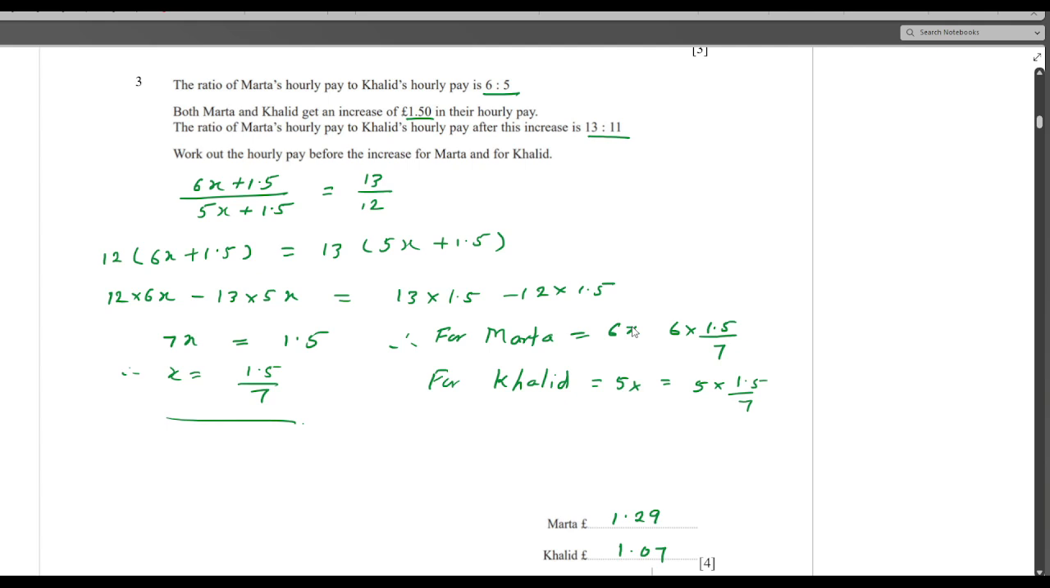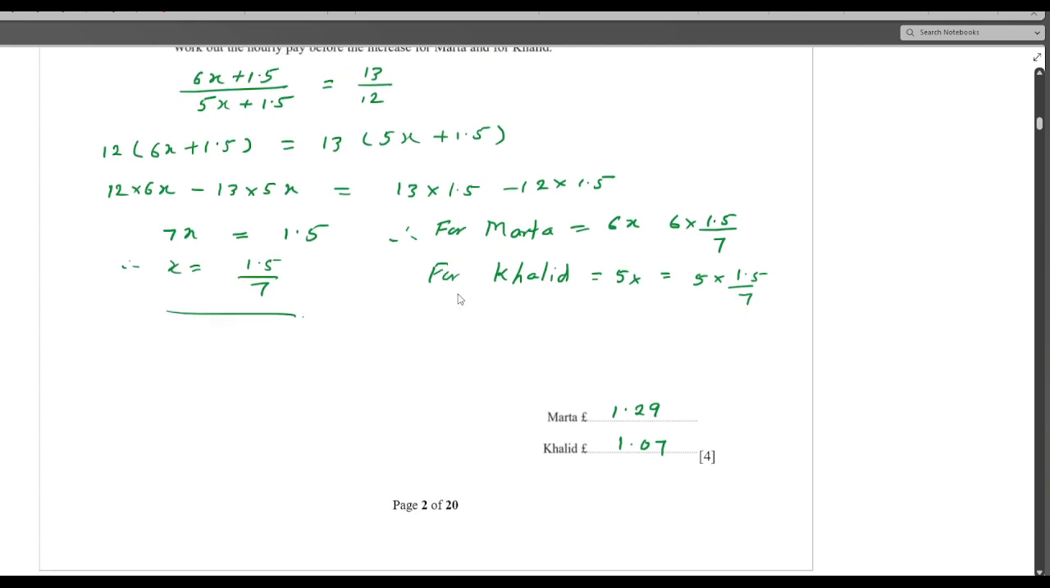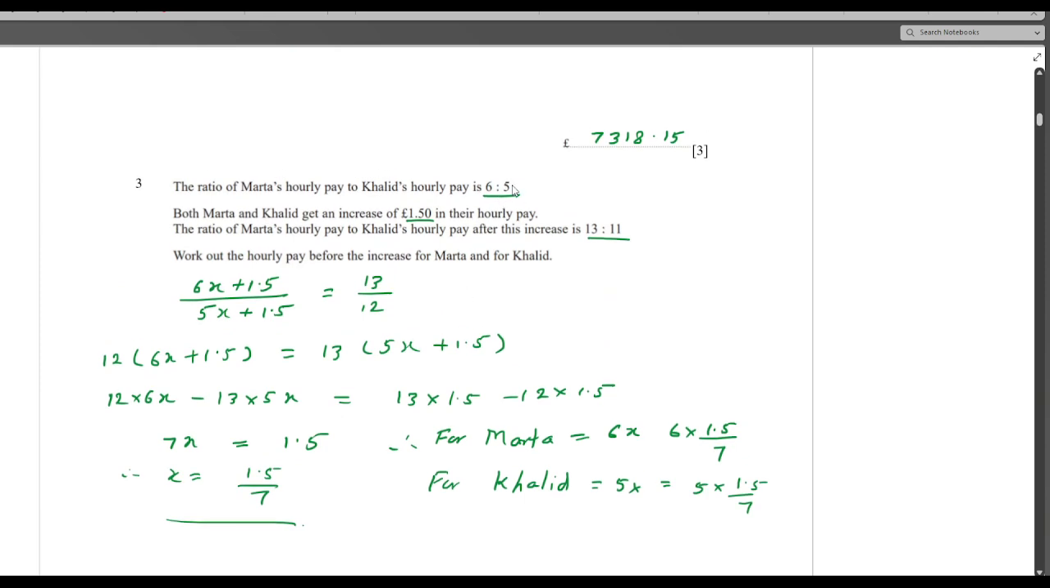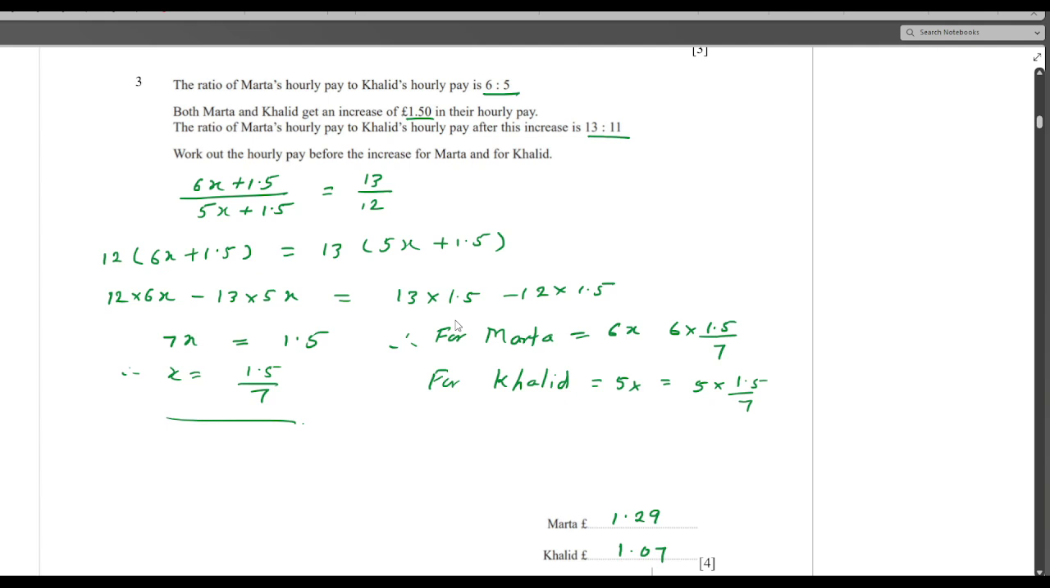It seems very less hourly pay, but fine. I think everything is perfect here. So this is their hourly pay. 6x plus 1.5 divided by 5x plus 1.5 is 13 divided by 11, not 13 divided by 12. Okay, so one small mistake. It is 13 divided by 11.